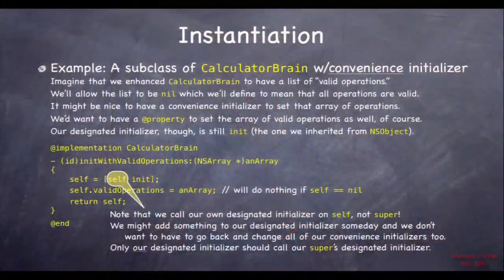Here's an example of a convenience initializer. This is not my designated initializer. It's just a convenience. Let's say I will allow my calculator brain to be created with an array of valid operations. So I can create a calculator brain that only works with plus and minus by passing an array of operations in there. Notice in this one, I called it init with valid operations. It's not my designated initializer, so I don't call my super's designated initializer. I call my designated initializer. Got it? See, self equals self init. I'm calling my designated initializer from my convenience initializer.